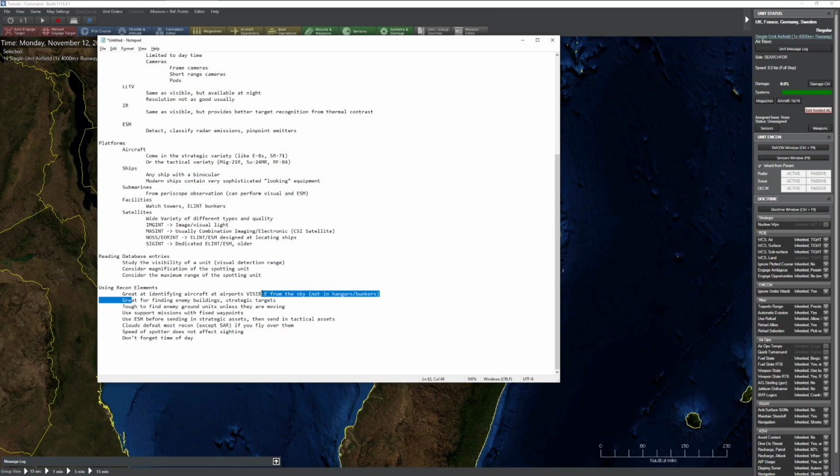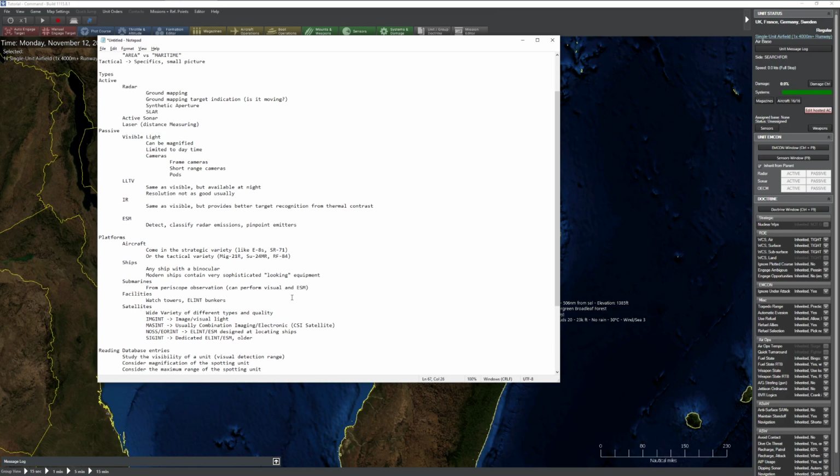It's spectacular for finding enemy buildings or strategic targets. I've actually hidden a bunch of enemy buildings in here to see if we can find them today. One thing I will always say is it's hard to see something small that's not moving. So if you have a little tank or a PT-76 or something, you're not going to see it unless it's moving or you're right on top of it, as you'll see a little later on. We'll talk about that in a minute. Enough of that. Let's take a look at the different kinds we can use.